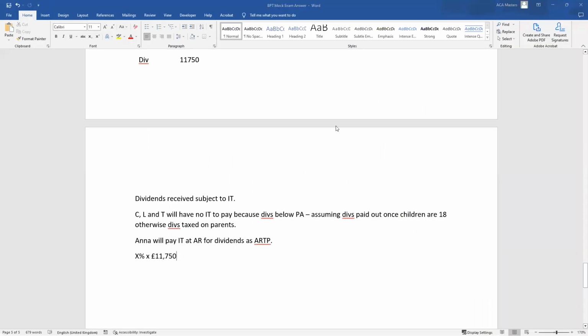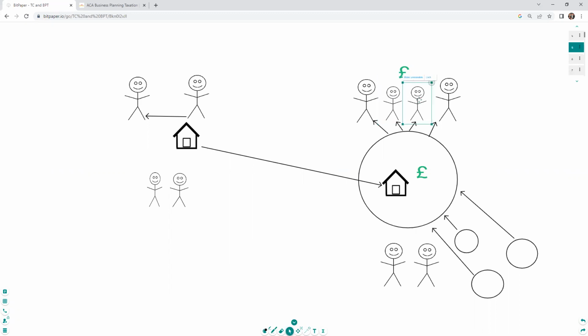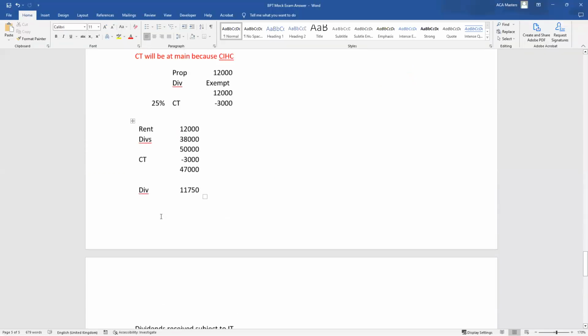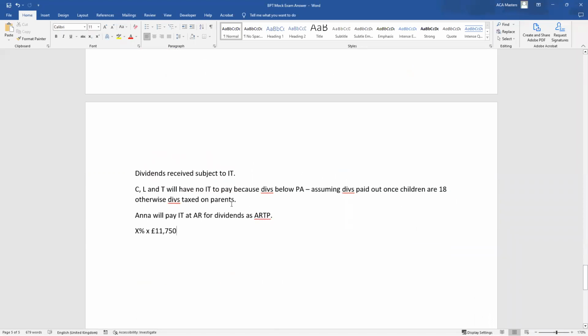So it's only if they're a minor under 18 would income earned from the asset transferred from their parents be taxed on them. So it might be worth briefly mentioning that point. Very difficult point to pick that one up. So then we've got that. So we've got the income tax there.